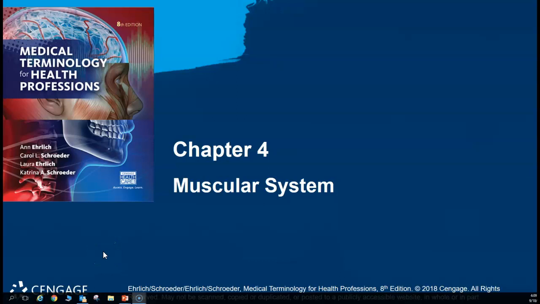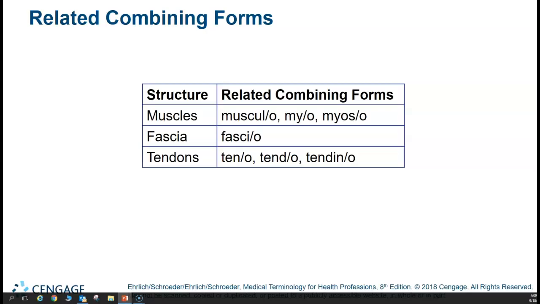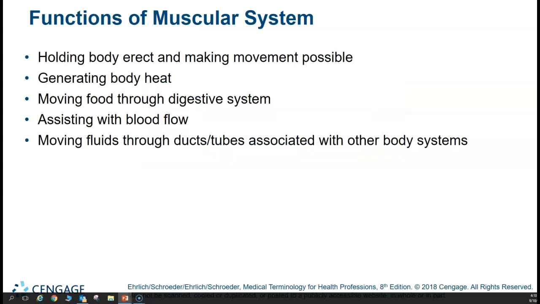This is a Chapter 4 review on the muscular system. And as we go through, as with every chapter, we start by looking at the different combining forms for the areas that we're going to be talking about. So specifically for Chapter 4, the muscular system, it's going to be the combining forms for muscles, the fascia, and the tendons. The function of the muscular system is to actually hold our body erect and make movement possible. Without those muscles, we couldn't do very much.